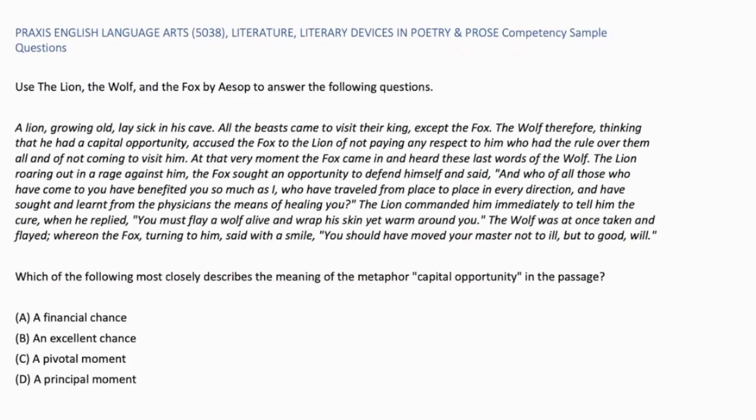Use The Lion, the Wolf, and the Fox by Aesop to answer the following questions. You may pause the video at this time to read the text.